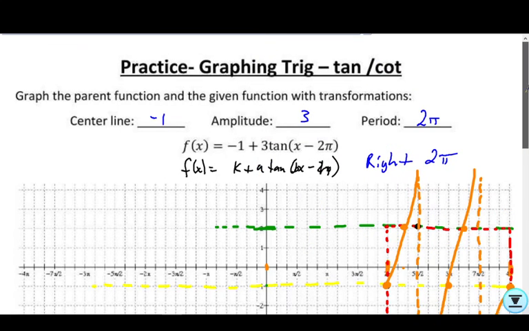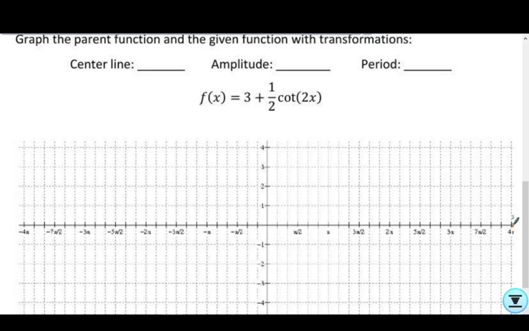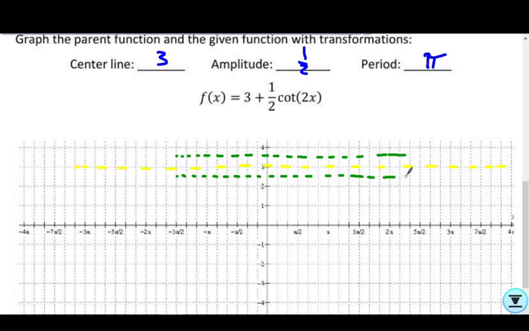Same thing with the cotangent function. Okay, and I'm going to do this one just really quickly. My center line's at 3, amplitude is 1/2, my period was pi. Okay, so again, start off by my center line. Center line's right here at 3. Amplitude is 1/2, so right here. So half away from my center line. My period is pi, no shift, so it starts here, ends here.